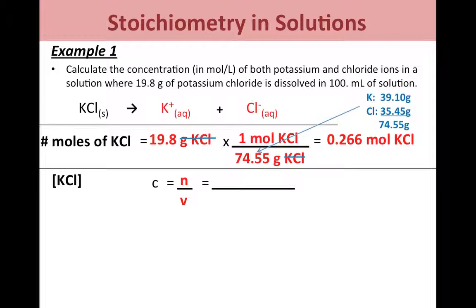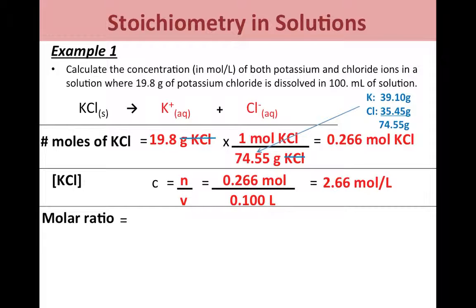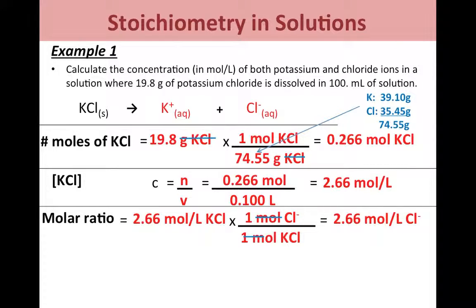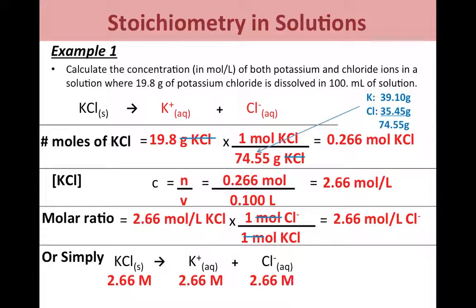So here you get 0.266 moles over 0.1 liter, and that is 2.66 moles per liter. The molar ratio: 2.66 moles per liter times, for every 1 mole of KCl, you have 1 mole of chloride. So therefore you will have 2.66 moles per liter of chloride ions, or simply you can just write it underneath.